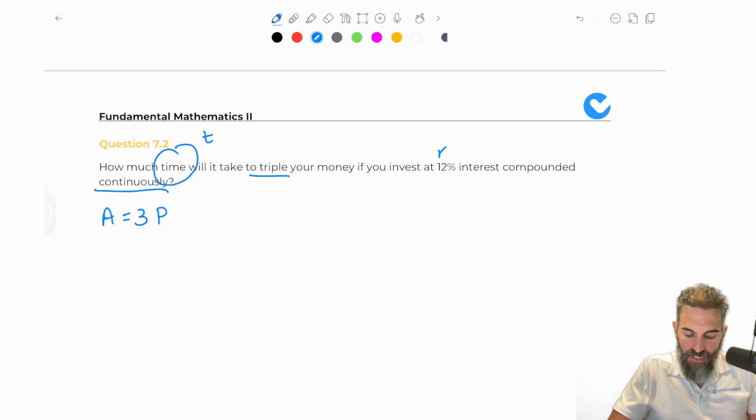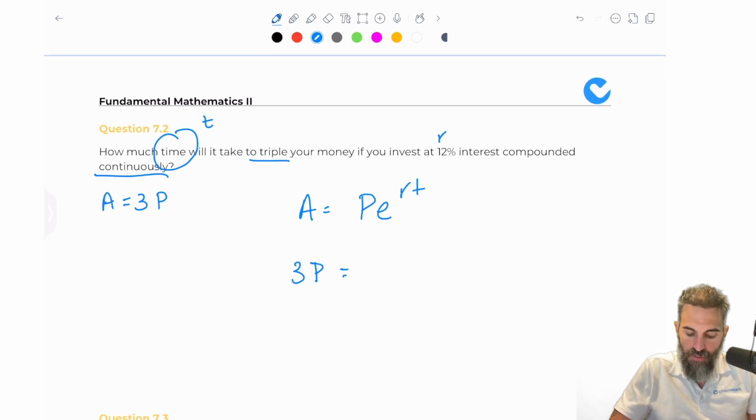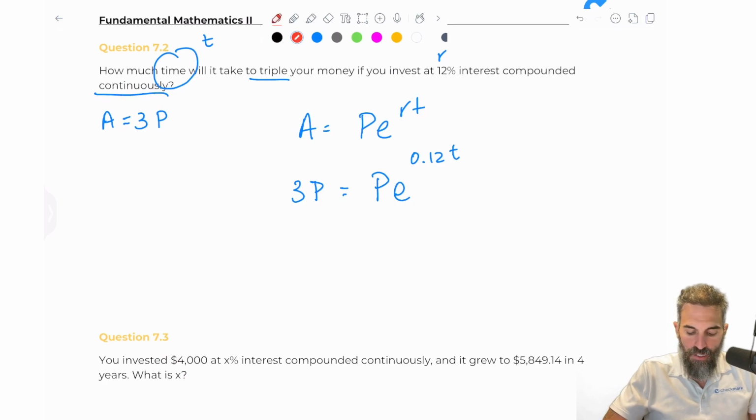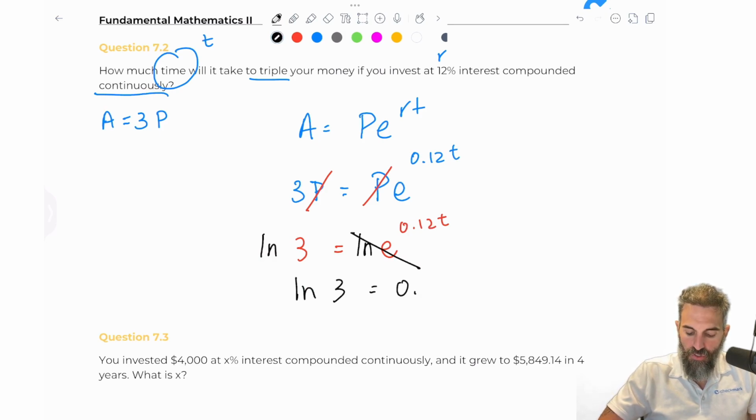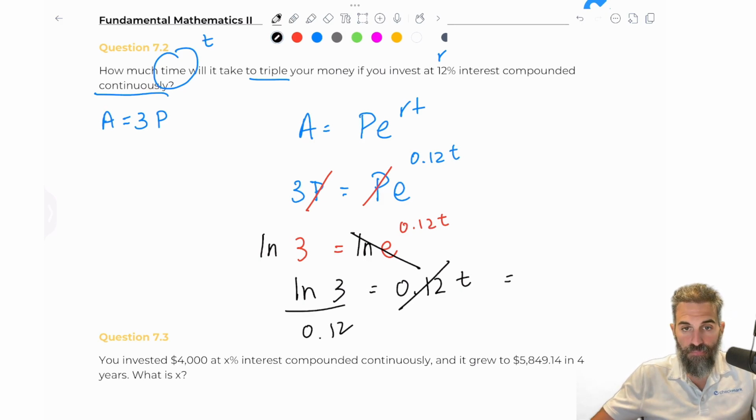And it's compounded continuously, so that's how I know I'm going to use this formula. So if A is 3P, I'm just going to substitute A with 3P. P will stay there. The rate is 12%, and I'm solving for T. Now, if you haven't realized already, we will be using logs here. So the P's will cancel out, and now I'm here. 3 equals E to the 0.12T. And then you learned, whenever it was that you learned logs, that if you want to cancel an E and bring down its exponent, all you have to put in front of it is ln. So we're going to do ln on both sides. This will cancel out the E. So now I have ln 3 equals 0.12T. Divide this by 0.12, and you have your answer.